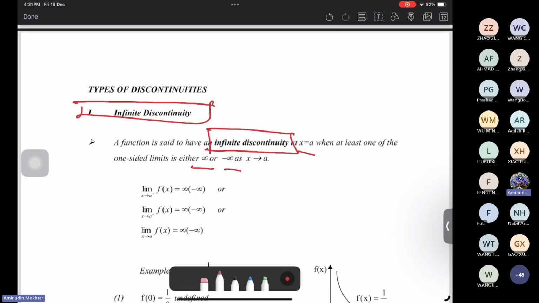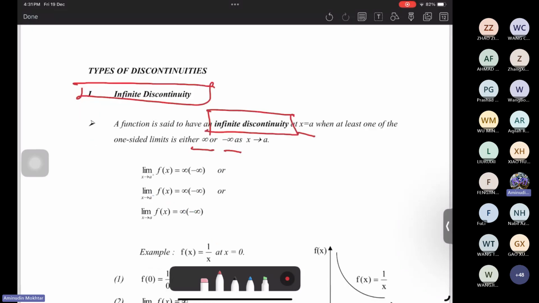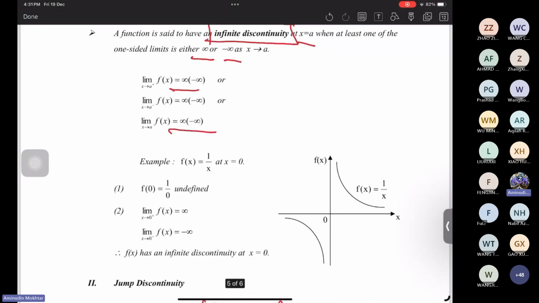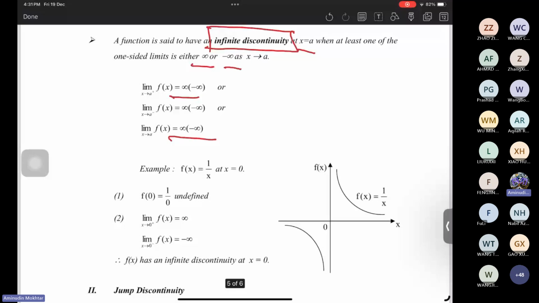This refers to the limit. One of the limits is positive infinity or negative infinity. In other words, the limit does not exist. Why does the limit not exist? Because the left-hand limit or the right-hand limit is infinity or negative infinity. For example, the function 1 over x has an infinite discontinuity at point x equals 0.